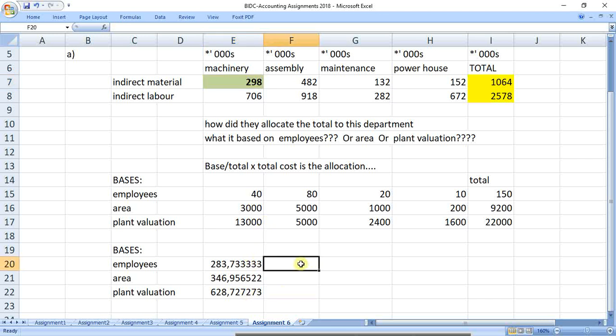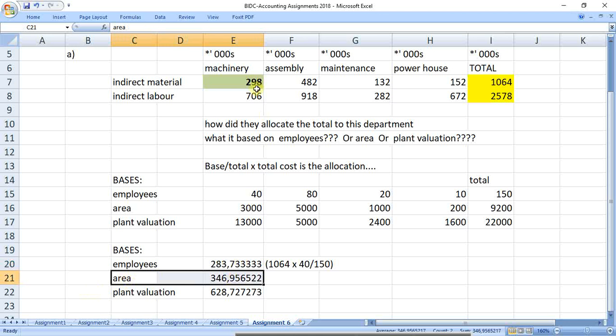That doesn't make sense, because what is the total? 1064,123 times, or let's leave out the 3, times employees, which were 40, divided by the total, which was 150. When I type that into the calculator, it's this times that divided by that. That's correct, and that gave you 290. They're saying 298, and I got 283.